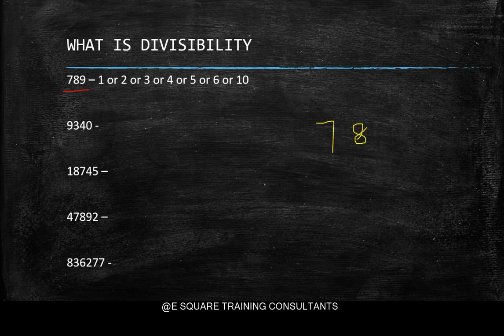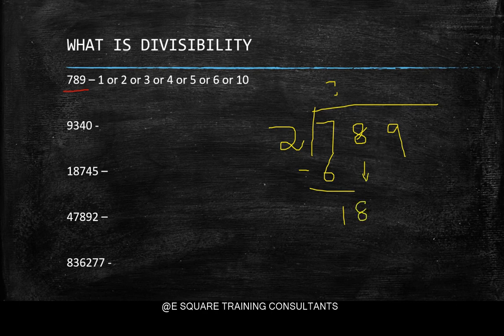So 789, I'm going to divide this by 2. On dividing by 2, I'll first take 7. So 3 2's are 6. On reducing, I get 1 as my remainder. I'll bring 8 down, so it becomes 18. I know there are 9 2's in 18, so this is 0. And I will bring 9 down, and I know 4 2's is 8. And on reducing, I get 1. Which means I have 1 as my remainder.